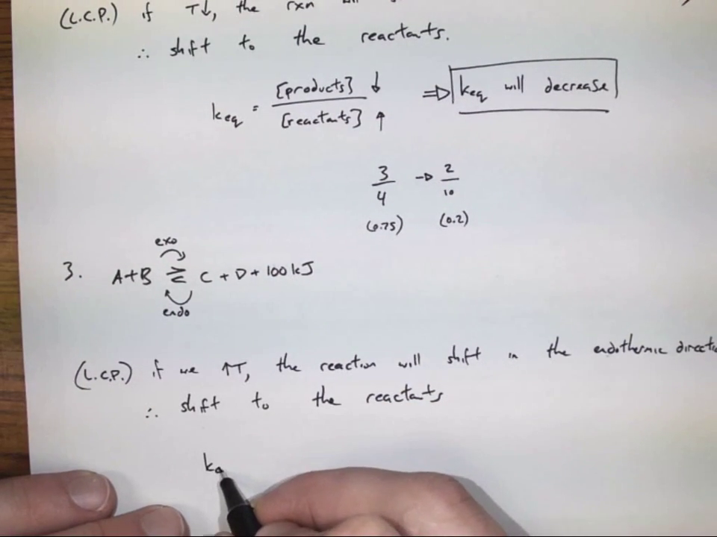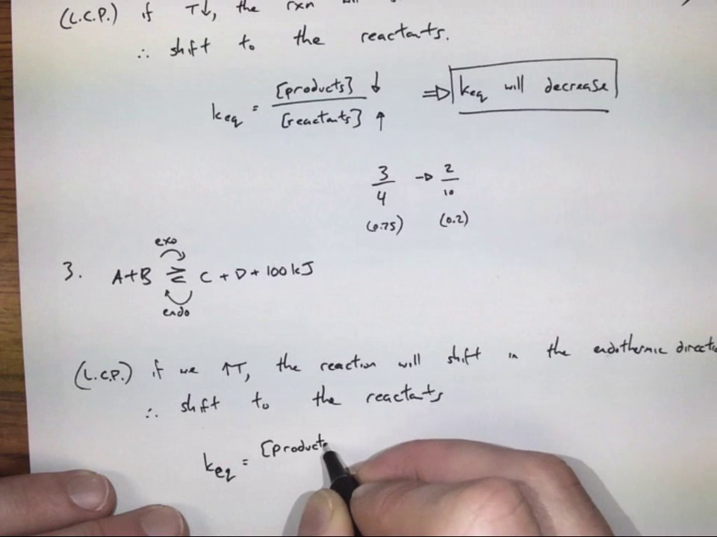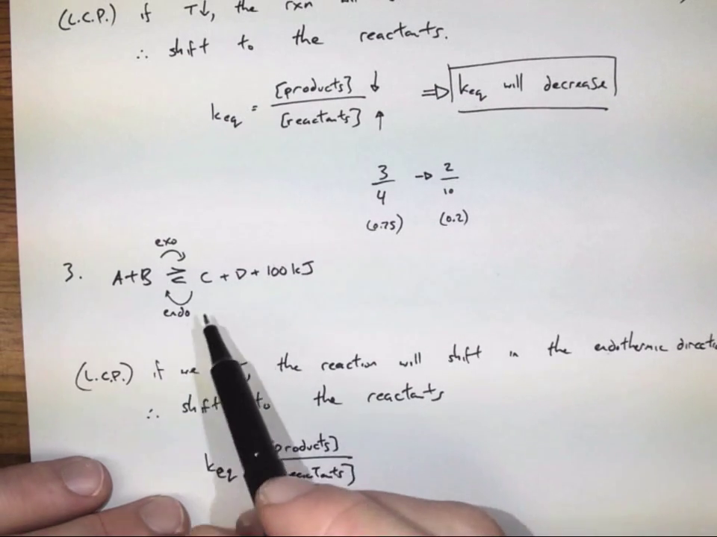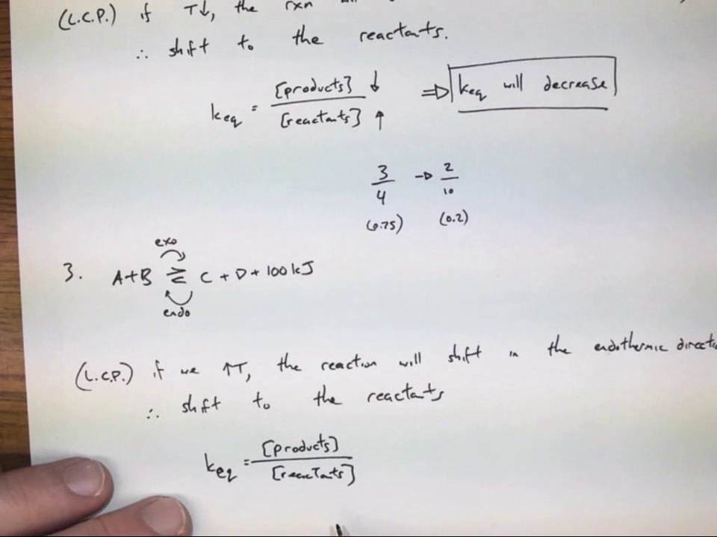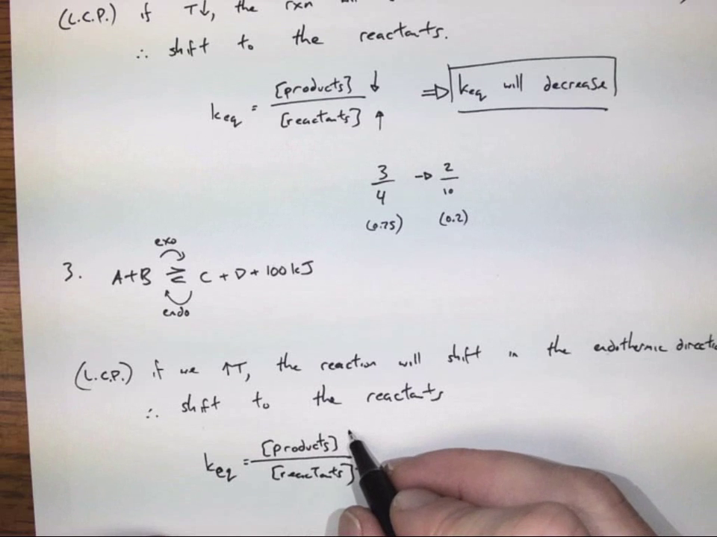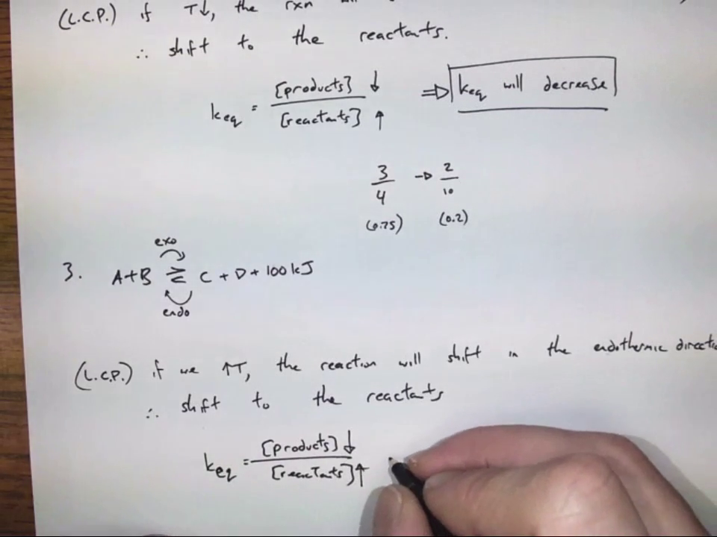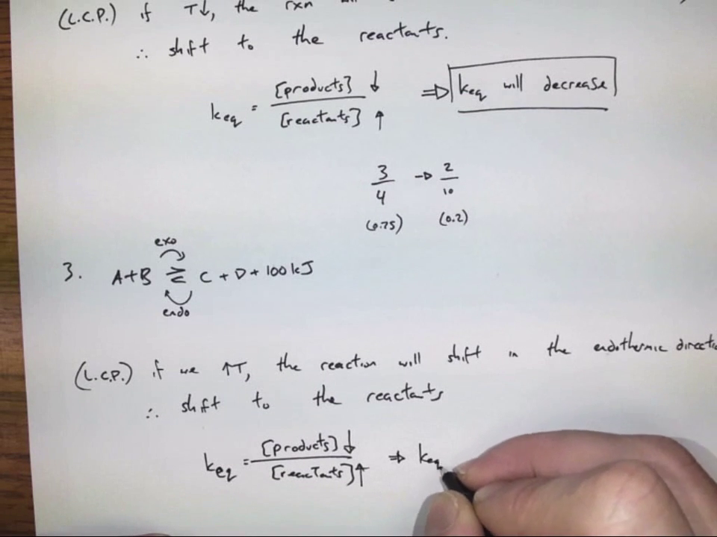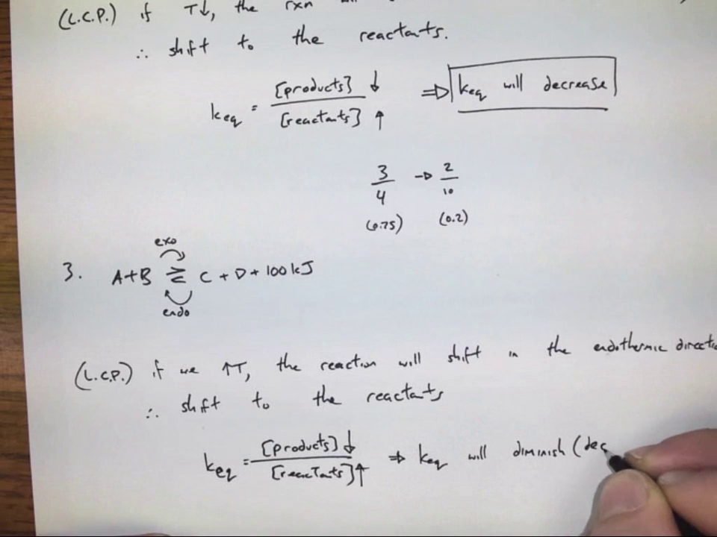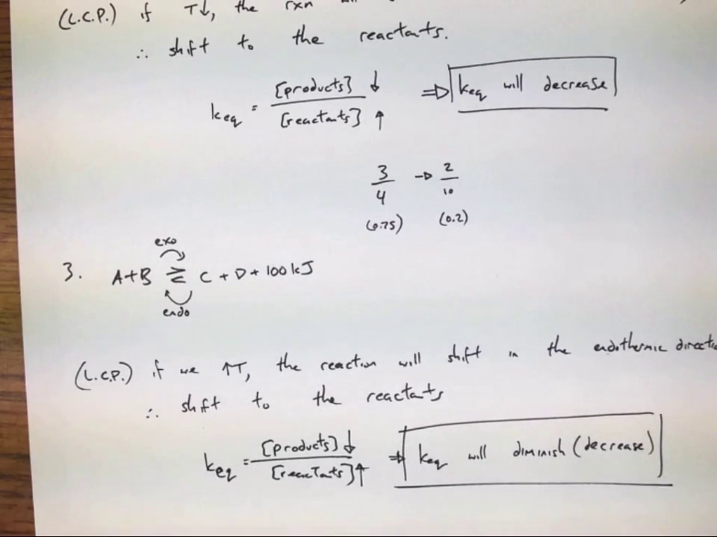So what is that going to mean? Our original KEQ is going to have some concentration of products divided by some concentration of reactants. And as this equilibrium shifts to the left, the number of reactants is increasing. So our reactants are increasing in quantity and concentration, and our products are decreasing in quantity and concentration. So as a result, that means our KEQ will diminish, or decrease. Same thing. All right.